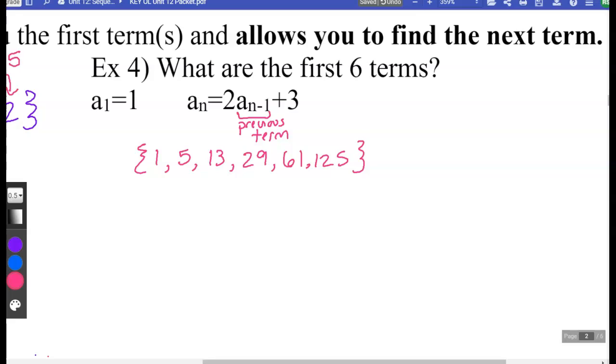So notice recursive is easier to find the first couple of terms, right? It's easier to find the first set of terms. But if I asked you, find the 100th term, you would have to find the 99th term to find the 100th term. Then to find the 99th term, you'd have to know the 98th. You'd have to know all of the terms to get to 100. That's why explicitly is easier to find higher terms. Recursively, it's easier to find lower terms. And you can write either one in either notation. It does not matter.